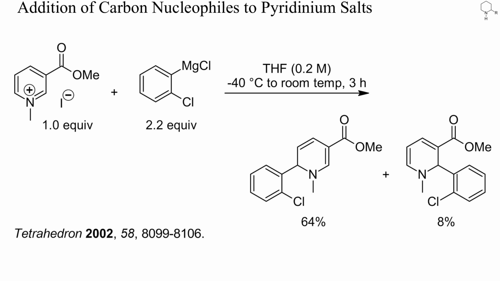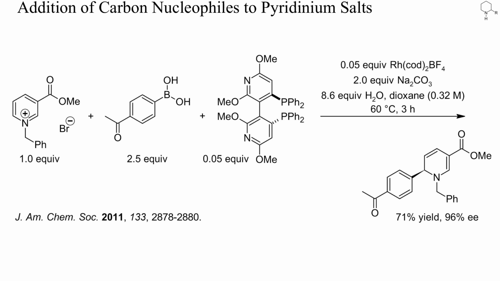Here, a Grignard reagent added to N-methylated methyl nicotinate, mostly at position 6. The ester remained unchanged, despite the excess of Grignard reagent, probably because of its deactivation by the conjugated amino group. With the aid of enantiomerically pure catalysts, such reactions can yield non-racemic products.